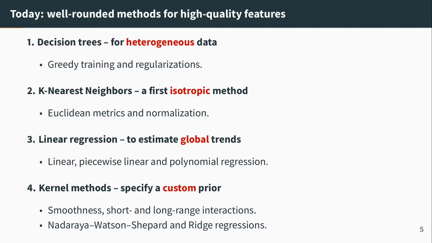I assume that you have an idea what this means. We're going to talk about Euclidean metrics and the normalization that you need to apply if you want to get reliable results. Then we're going to talk about linear regression, which is the most important baseline machine learning model, that allows you to estimate global trends. We're going to talk about the main ways you can try to extend linear regression, first with piecewise linear regression, which is neural networks, and then with polynomial regression. We'll see that both methods have big downsides.